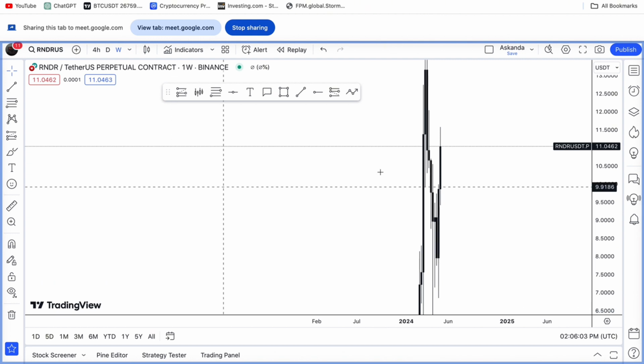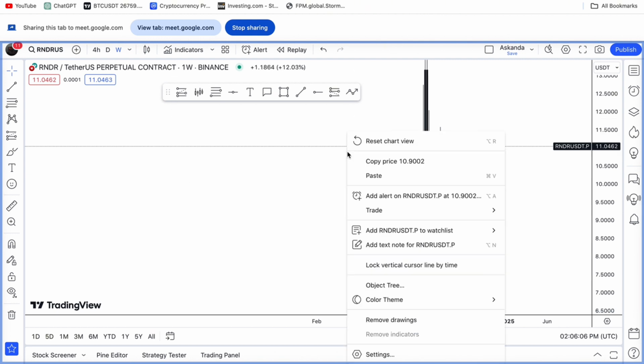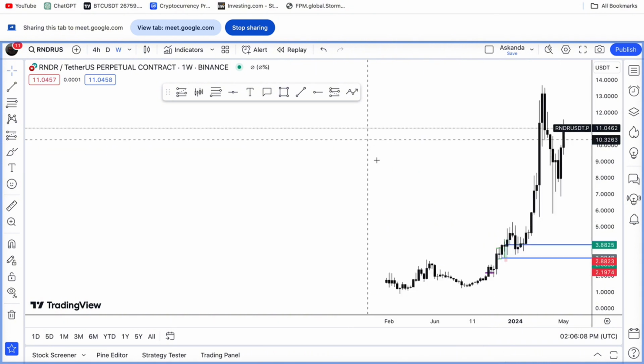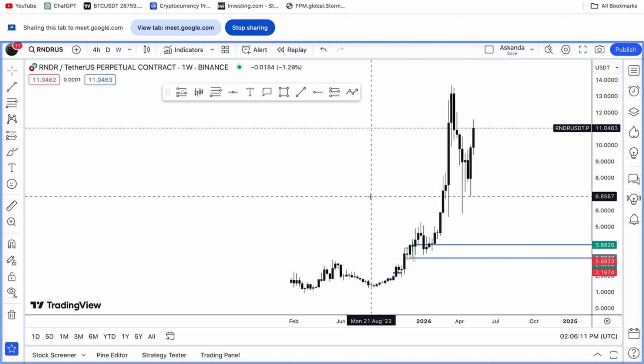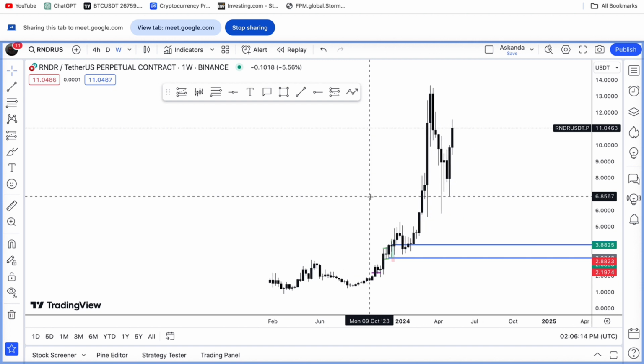Now the next thing is for me to reset the chart. So I'll reset it. Anytime you select a token and you are going to trade it, this is what you are supposed to do. You first do your fundamental analysis using CoinMarketCap, then you come to TradingView and do your technical analysis.